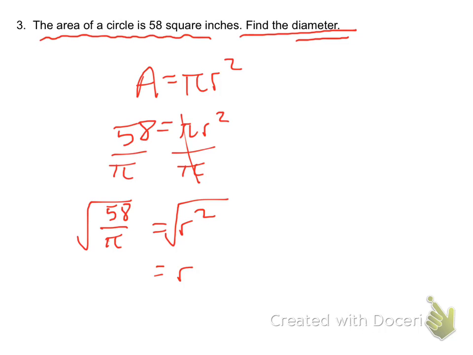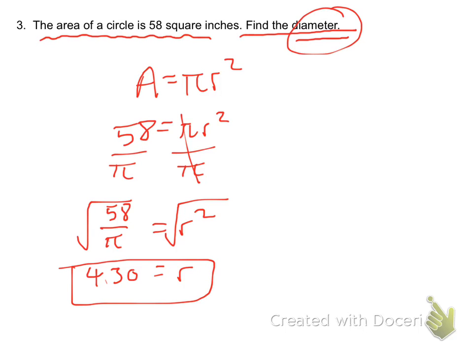I'm going to go straight decimal, and my radius is about 4.30. So we're going to say the radius is 4.30, but again I'm trying to find the diameter, so to get the diameter I just double that and I would get 8.60, and this is in inches.